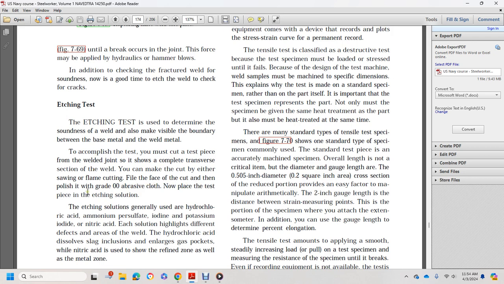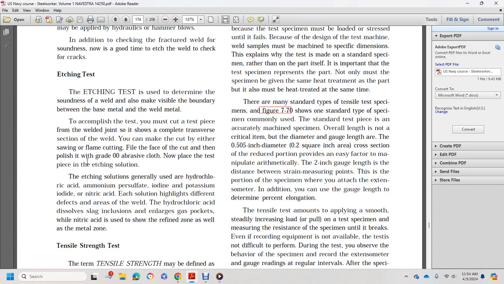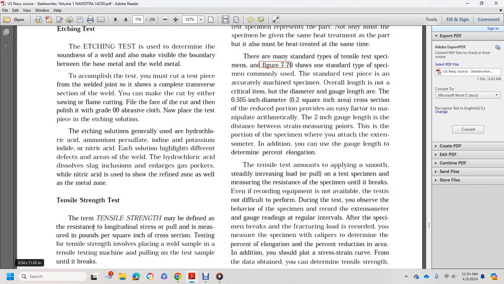Now place the test specimen in the etching solution. Etching solutions are generally hydrochloric acid, ammonium persulfate, iodine, potassium iodide, or nitric acid. Each solution highlights different defect areas in the weld. Hydrochloric acid dissolves slag inclusions and gas pockets, while nitric acid is used to show a refined zone as well as the base metal zone.